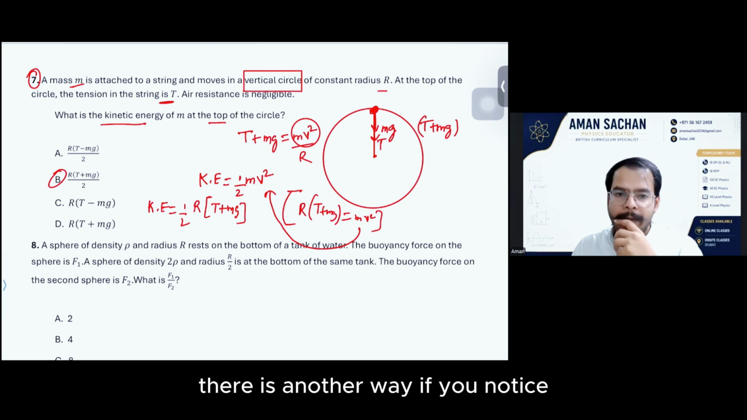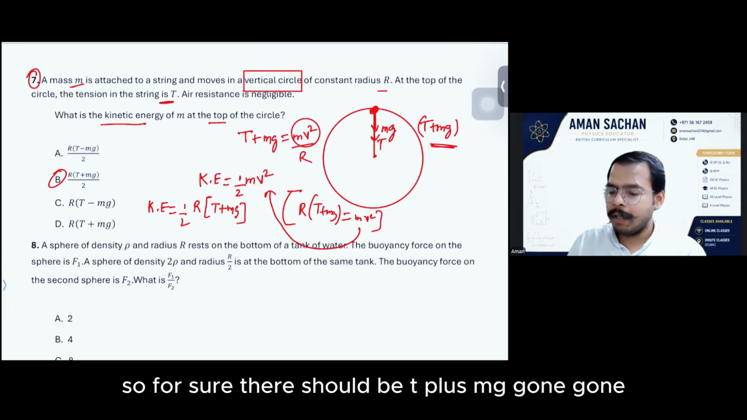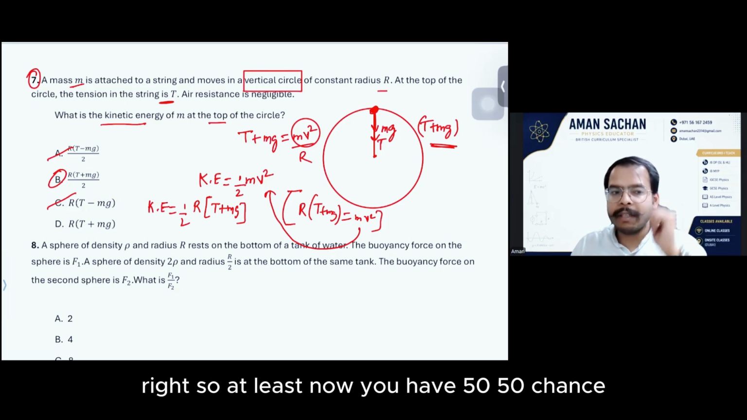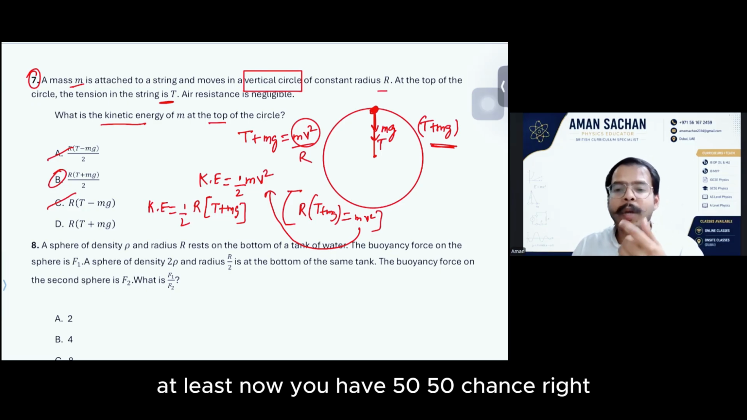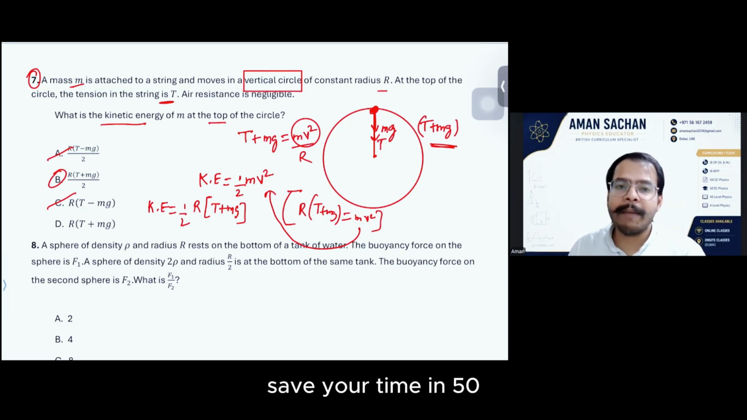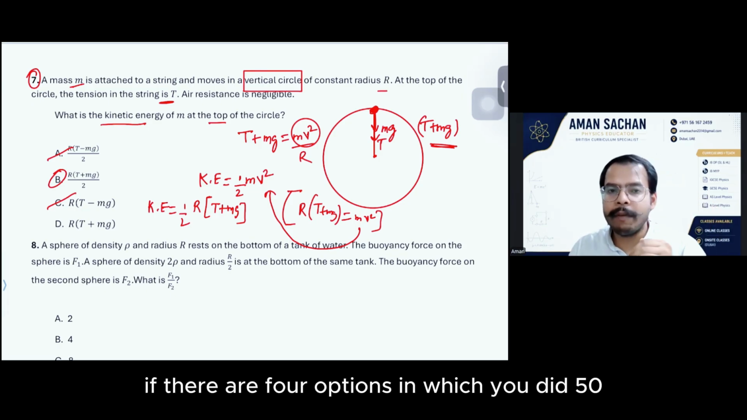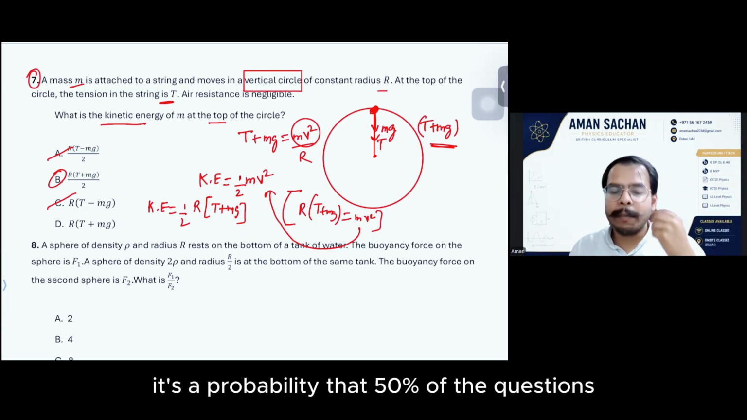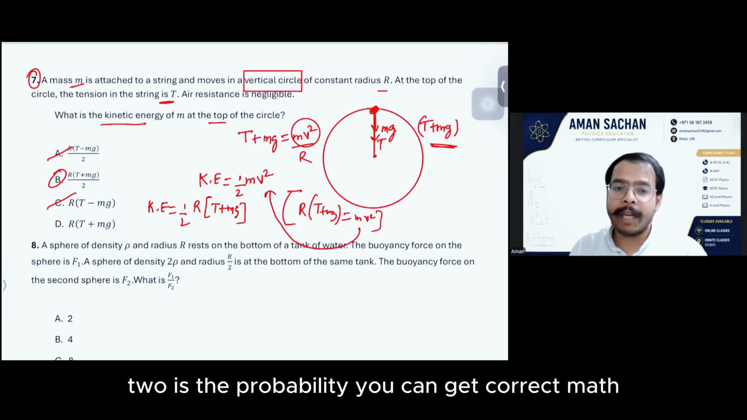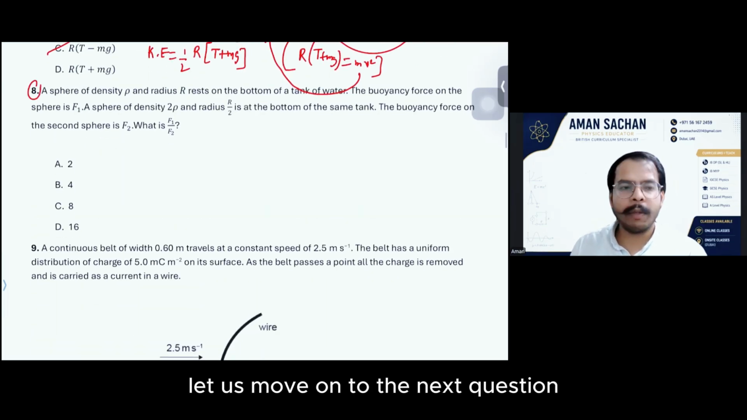There is another way if you notice. First of all, you understand it is T plus mg, yes or no? So for sure, there should be T plus mg. Gone, gone, right? So at least now you have a 50-50 chance. Just mark it, no worries. Save your time. In 50-50, there is a probabilistic ratio. If there are four options in which you did 50-50 and you mark any of the answers, the probability is that 50% of the questions will be correct. Out of 4, 2 is the probability you can get correct. Math, statistics.